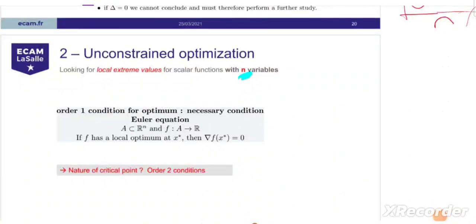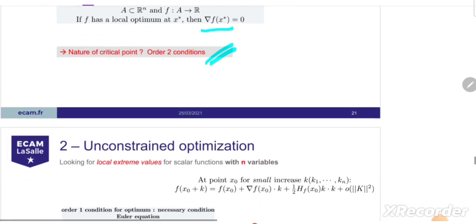So with n variables, the order one condition remains the same, of course, because again, if we've got an optimum value, it has to be an optimum for all partial functions. So we need that the gradient, all the partial derivatives are cancelling, so we need that the gradient is equal to 0.